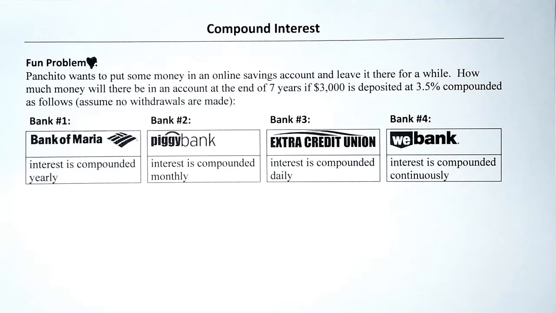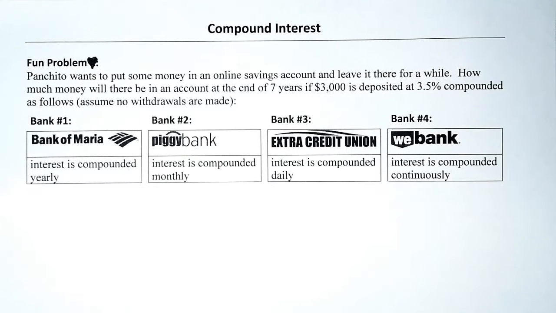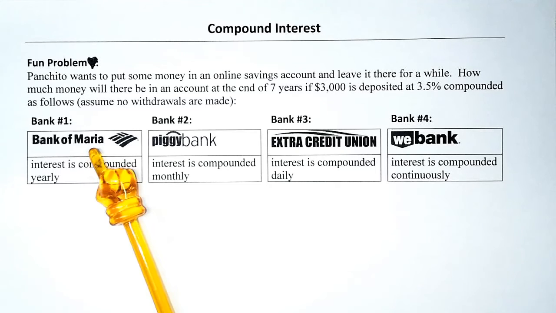So it says, Panchito wants to put some money in an online savings account and leave it there for a while. How much money will there be in an account at the end of 7 years if $3,000 is deposited at 3.5% compounded as follows? Assume no withdrawals are made. Okay, so we have 4 problems. The first one, Bank of Maria.